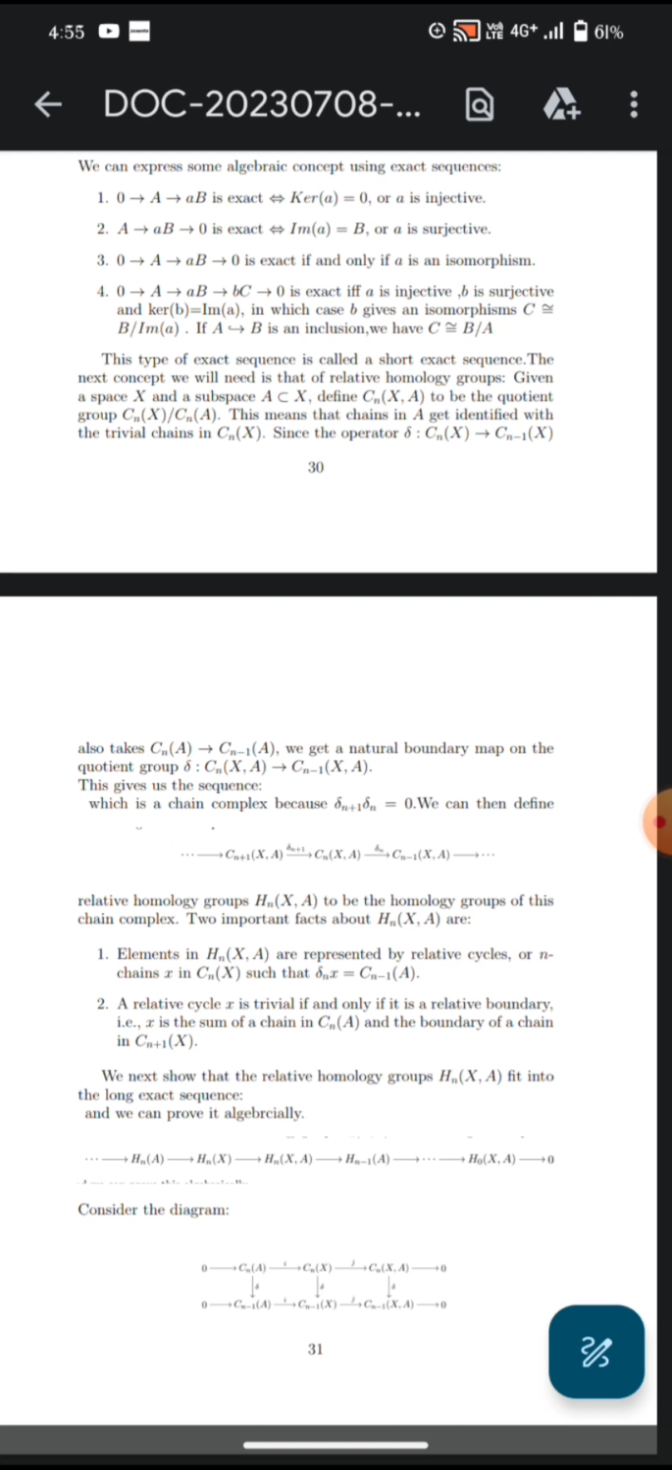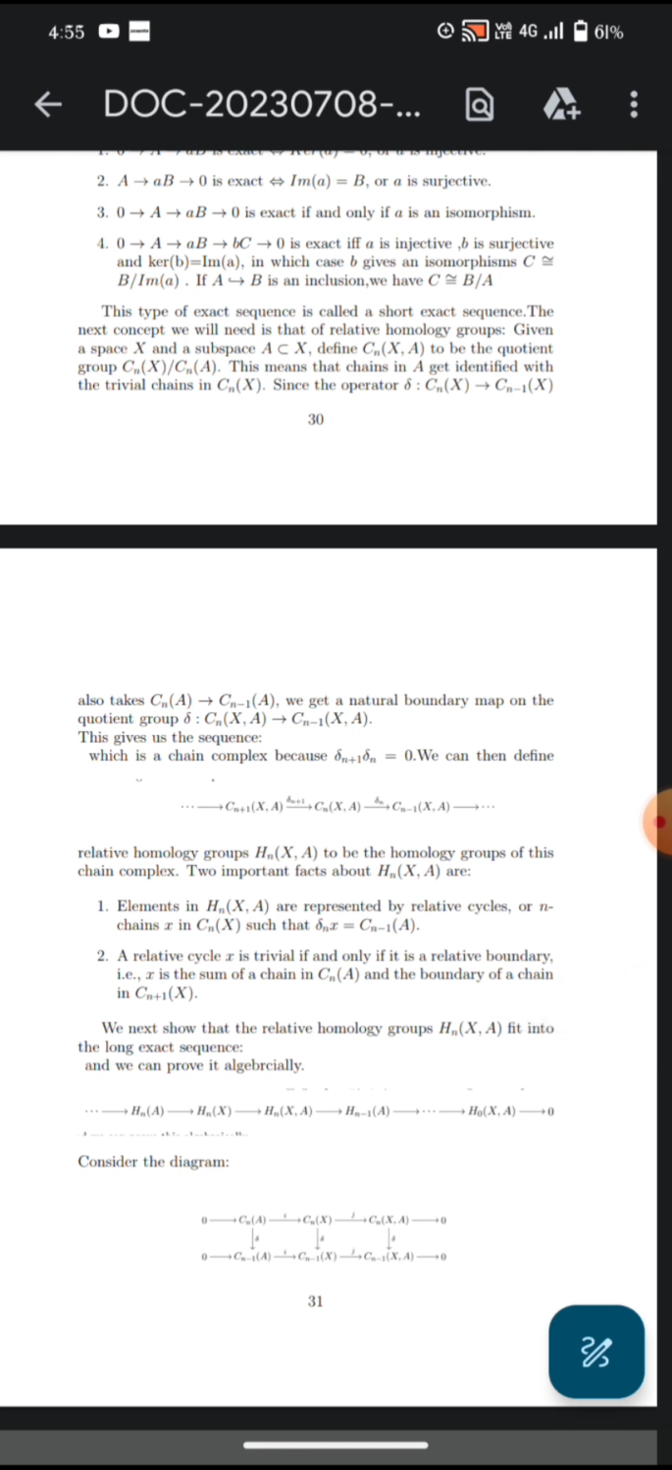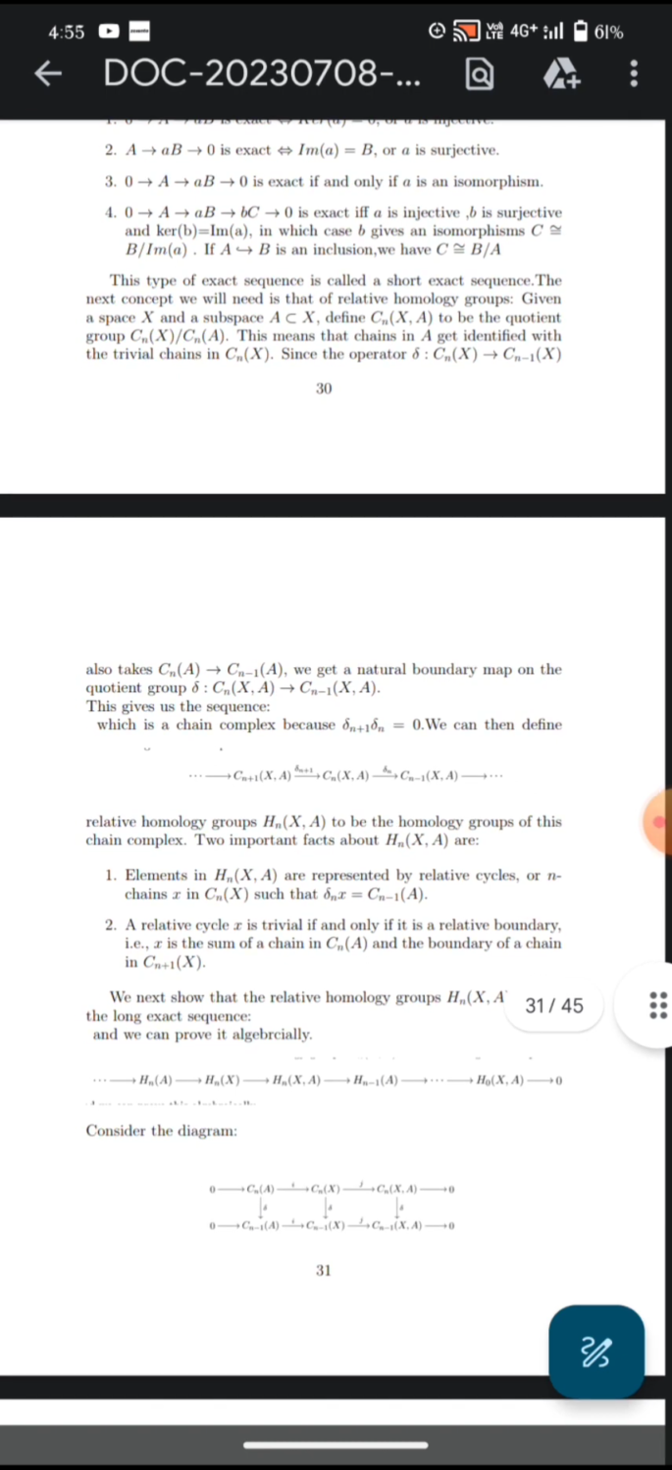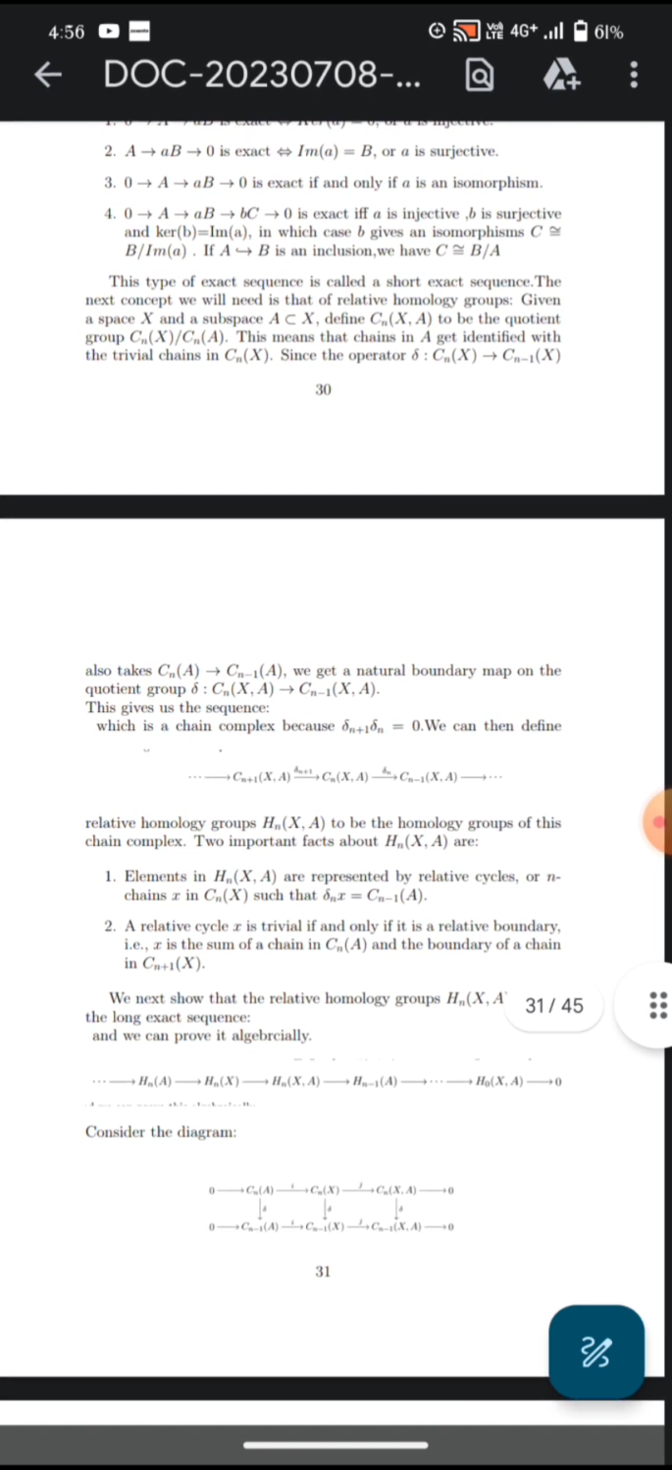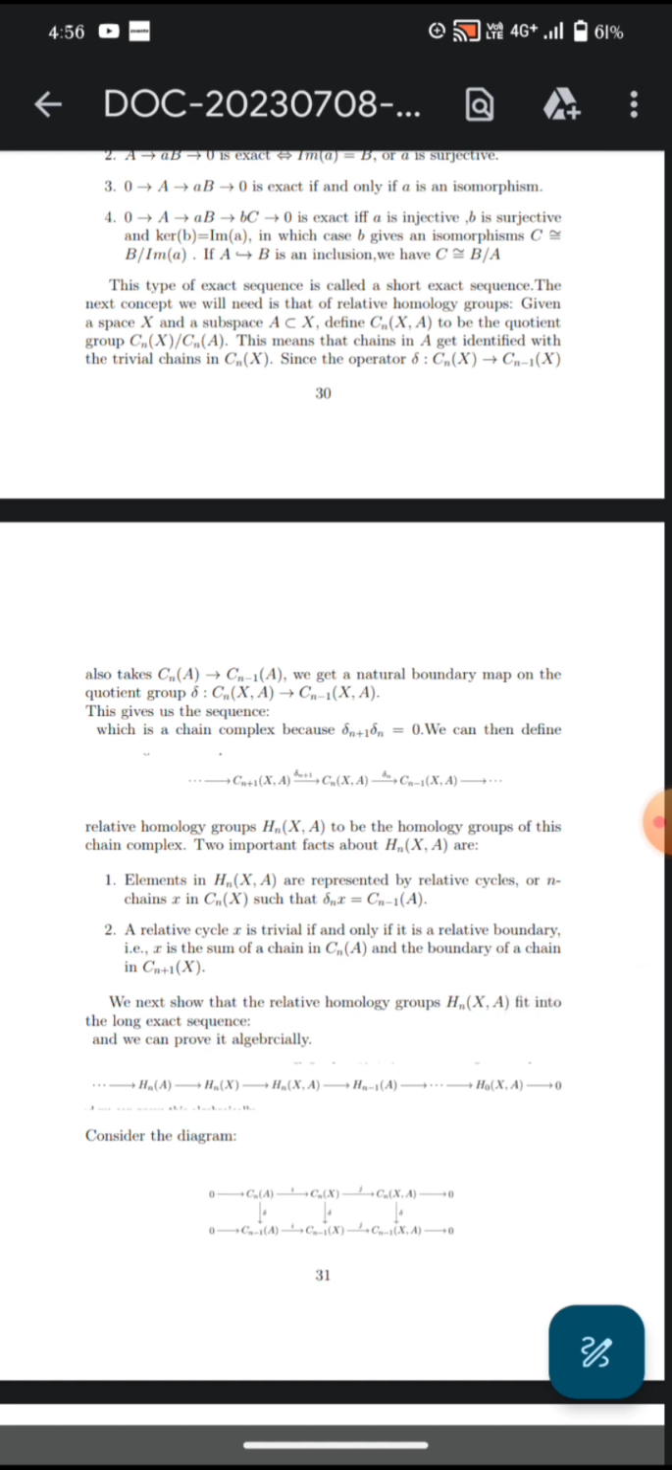Next concept, relative homological groups. Take a space X and a subset A of X. We define Cn of X, A to be a quotient group, Cn of X by Cn of A. This means that chains in A get identified with the trivial chains in Cn of X, since the operator delta goes from Cn of X to Cn minus 1 of X. Also taking Cn of A to Cn minus 1 of A, we get a natural boundary map on the quotient group, delta from Cn of X, A to Cn minus 1 of X, A.